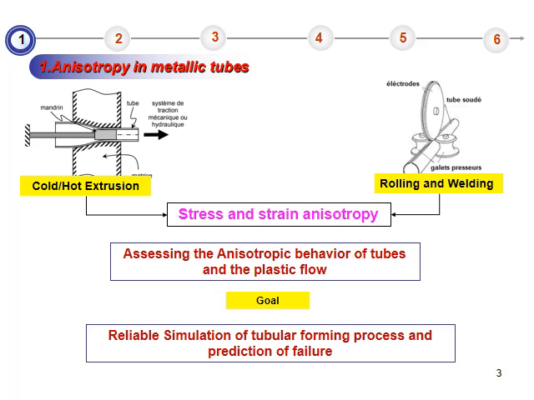One of the sources of anisotropy in tubes is the forming process, such as cold-hot extrusion or rolling welding, due to the texture characterized by a preferential grain orientation. Consequently, the plastic flow is not the same in each orthotropic direction. Assessing the anisotropic behavior and the mechanical properties of tubes is a challenging task. This is essential for engineers to have reliable simulation of complex forming processes such as hydroforming and bending.